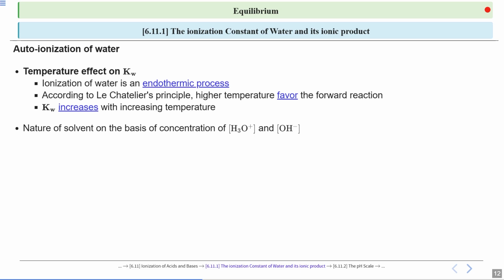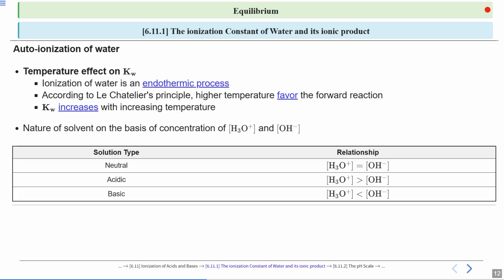Second thing, it depends upon the nature of the solvent. If you are taking a neutral one, then the concentration of both OH minus and H3O plus will be the same, right? If you are taking an acidic one, then obviously your H plus concentration, or hydronium ion concentration, will be higher. Whereas in the case of a basic solution, OH minus will have a greater concentration. So this is the parameter for defining the nature of a solution as well.